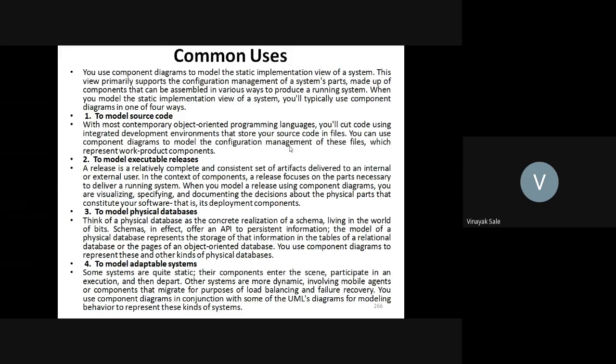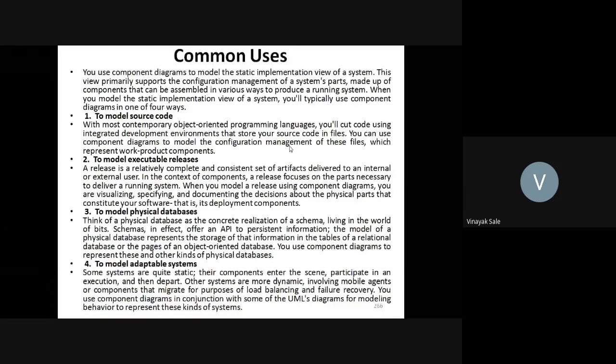So, what are the common uses of component diagrams? These are the common uses: to model source code, to model executable releases, to model physical databases, and to model adaptable systems. We will learn in detail.